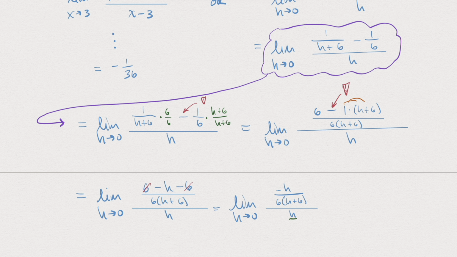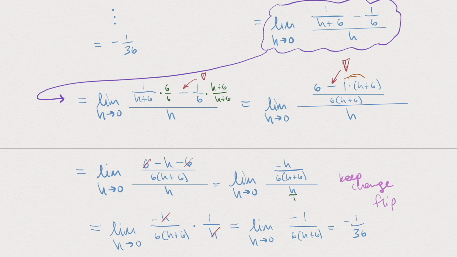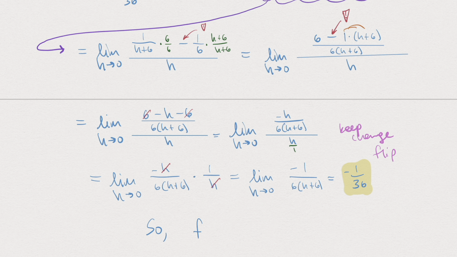We're going to unsuppress the silent 1. We're going to keep change flip. And this is going to produce the limit as h goes to 0 of negative h over 6 times h plus 6, times, keep change flip, 1 over h. And we can see these h's cancel, and we get negative 1 over 6 times h plus 6. And that's going to equal negative 1 over 36, which is what we knew from our previous work. And so in conclusion, f prime of 3 is equal to negative 1 over 36.